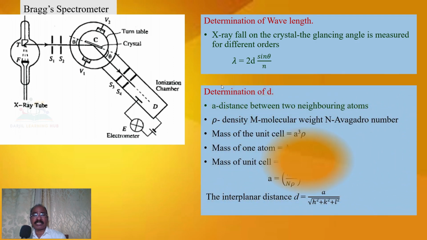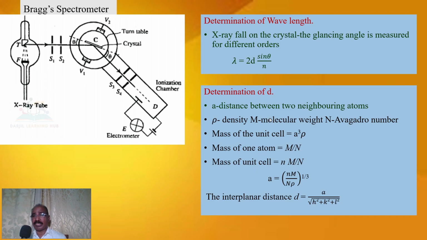The third application is that we can also determine the interplanar distance having Miller indices hkl. hkl is called the Miller indices within the bracket. If we know these values, we can determine the interplanar distance also. Now let us take a as the interatomic distance between the lattice points, and d is the interplanar distance. Our aim is to determine the interplanar distance, and we know the value of the interatomic distance, and rho is the density of the material, M is the molecular weight, and N is the Avogadro number. From this one could easily find out the mass of the unit cell.